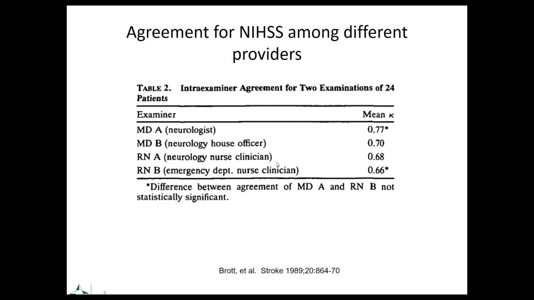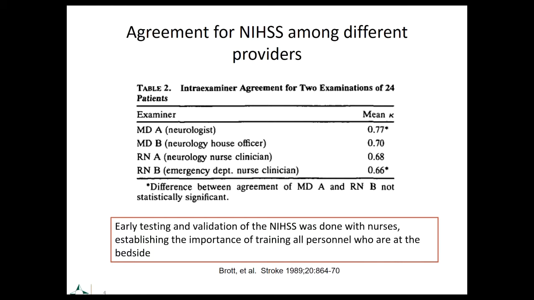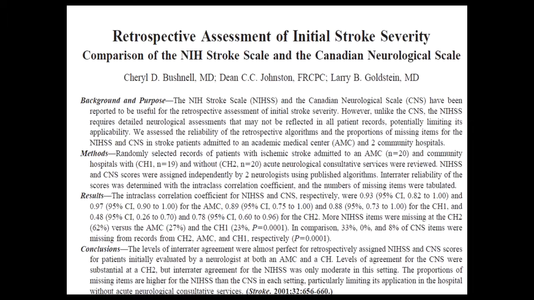And so what I'm showing you here is the agreement for the NIH stroke scale among different providers. And they had a neurologist, a neurology house officer, a neurology nurse clinician, and an emergency department nurse clinician. And you can see that the inter-rater agreement, which is this mean kappa score on the right, was pretty good, because a score that is greater than about 0.6 means that you have pretty good to excellent agreement amongst the raters. And basically what they showed was that early testing and validation of the NIH stroke scale could be performed among nurses, which is really establishing the importance of training all personnel who are at the bedside.